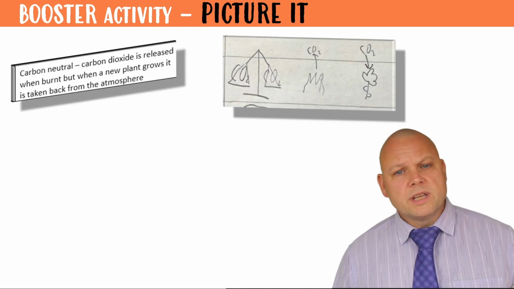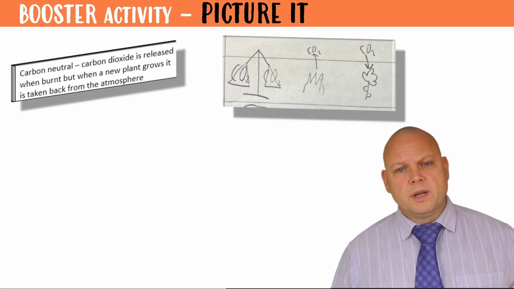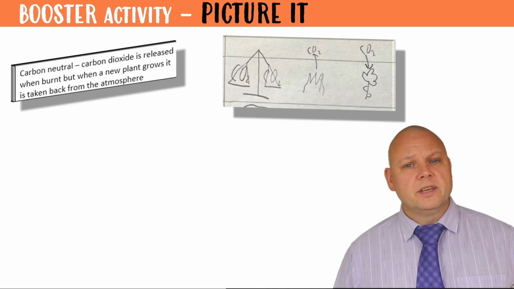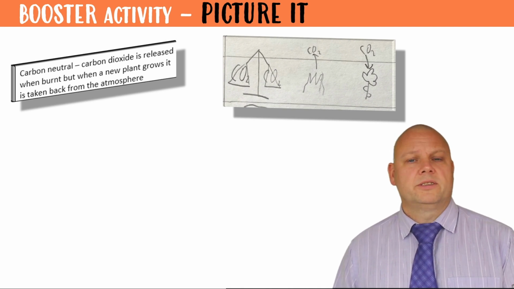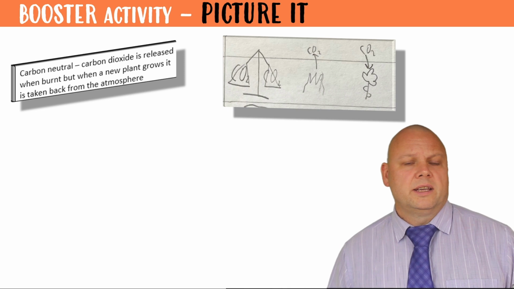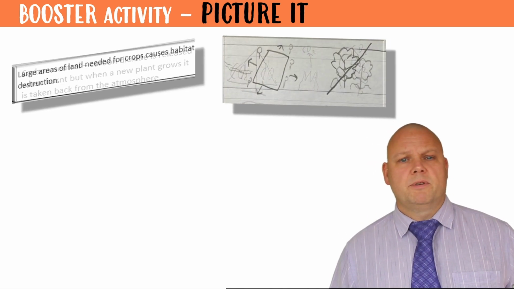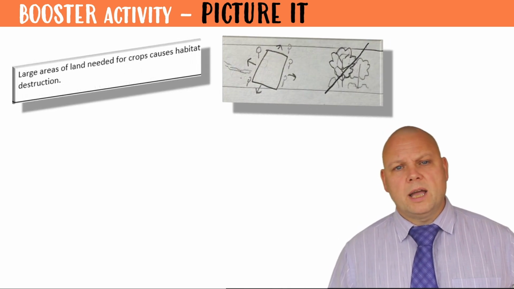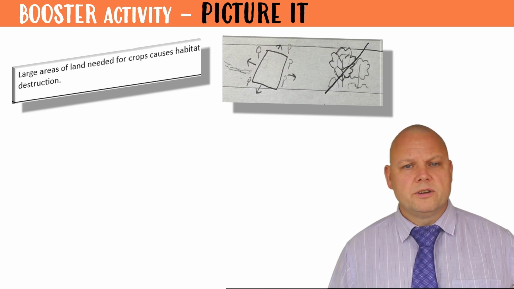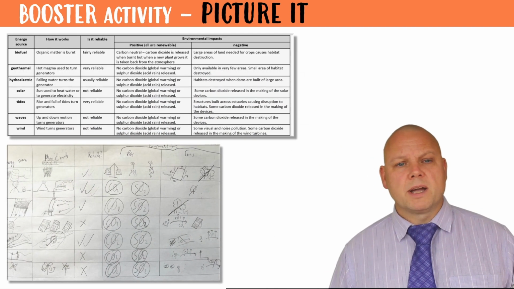We've got a difficult concept here. Carbon neutral is where things are burnt, carbon's released, and then when something's grown, it takes in the carbon dioxide. And so we get this balancing act. So that's nicely represented. And again, we've got habitat destruction, large areas being represented in just diagrams.